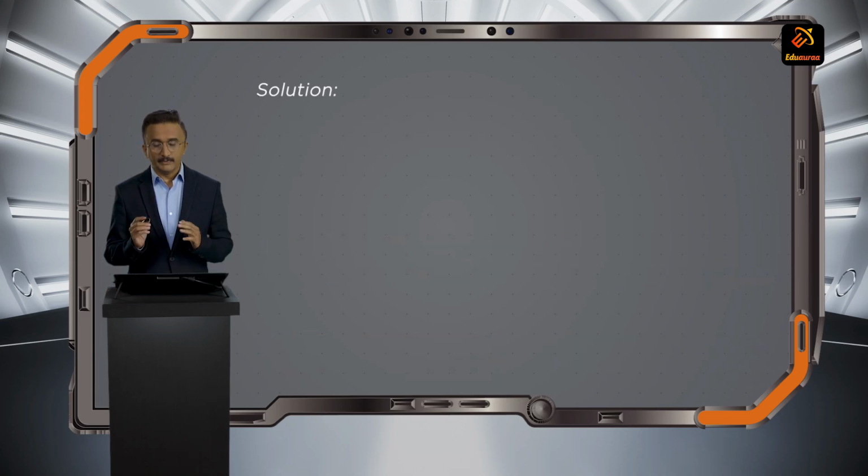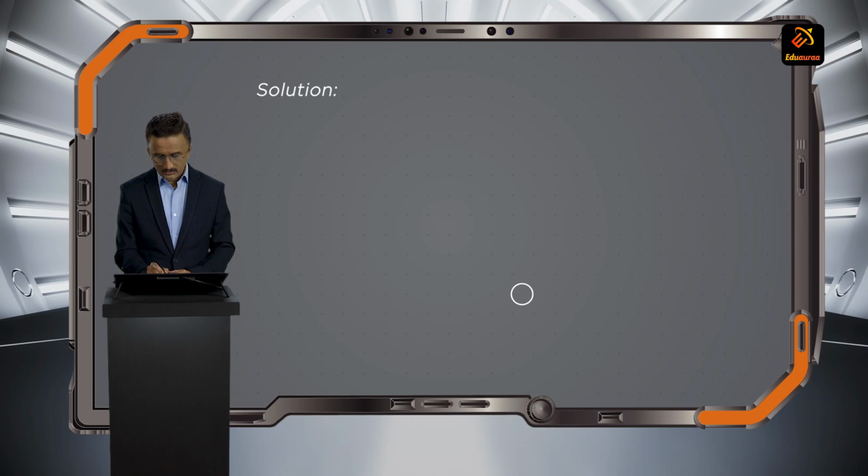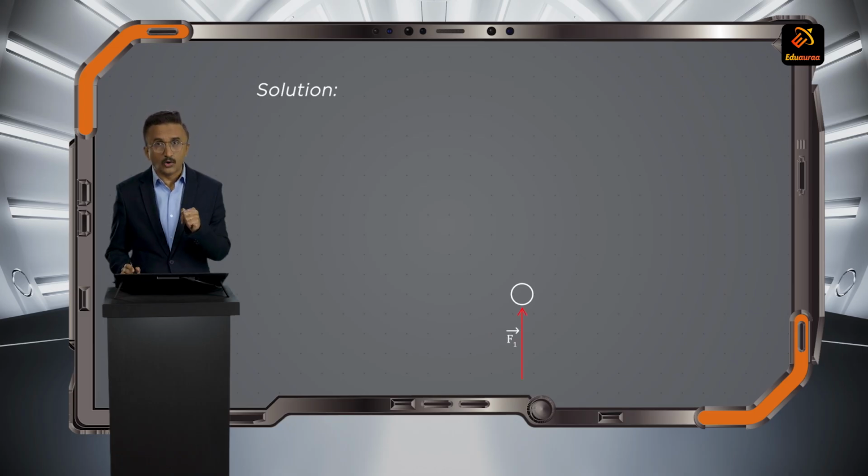So first of all, let me draw the diagram. The first force, it is acting from C to A, it is downward. Then the second force, it is acting towards the right from A to B. And the third one, it is acting from B to C. So these are the three forces which are acting simultaneously on the body.